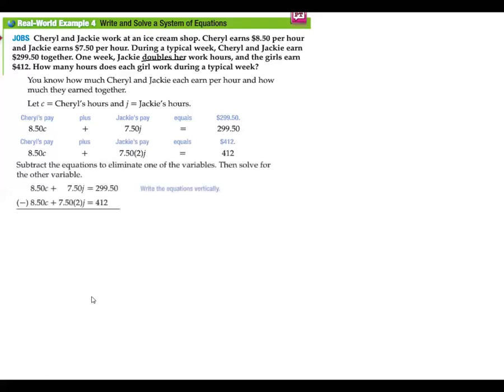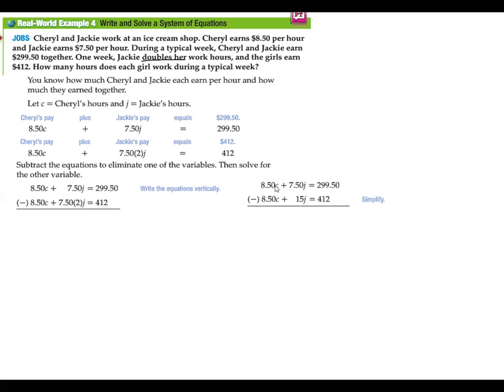Now the second equation is going to be equal to 412, but what's the one thing that's a little bit different? Jackie doubles her work hours. So when she does that, you have to double her hours. So instead of just times J, it's going to be times 2 times J. Okay? So it's 8.50C plus 7.50 times 2 times J equals 412. So if I write those together as a system, it'd be like this. And then if I simplify the 7.50 times 2, that's actually going to give me 15J.